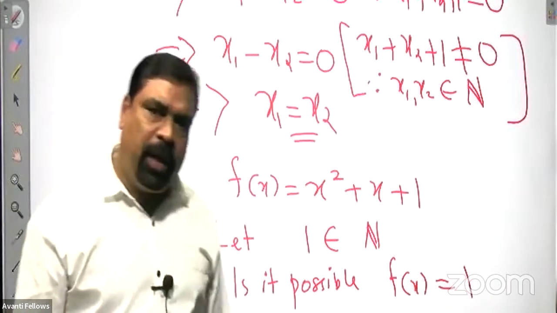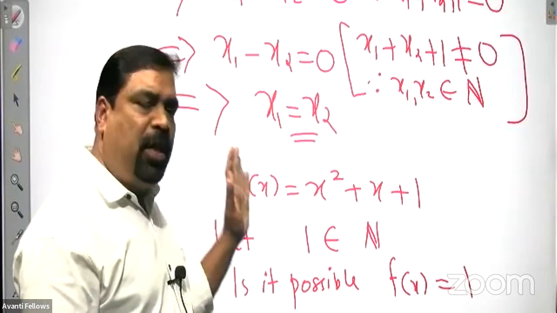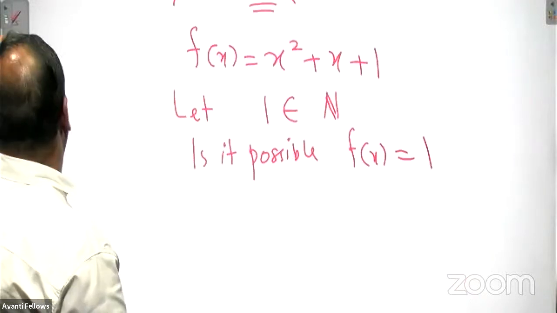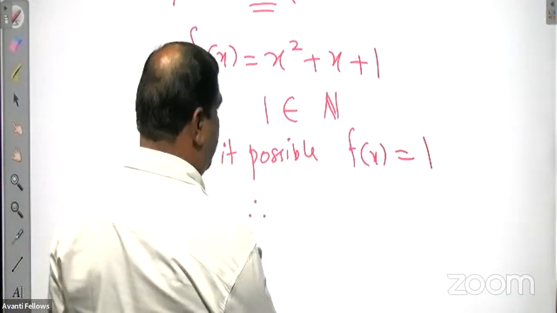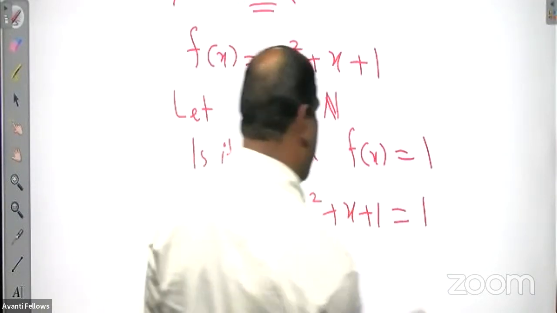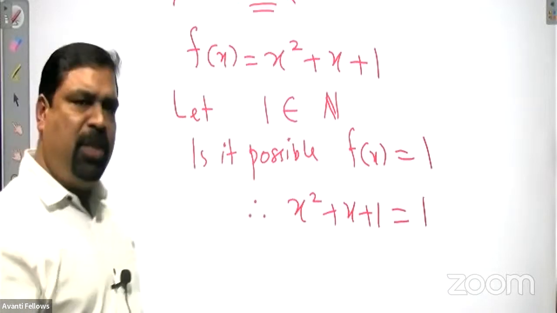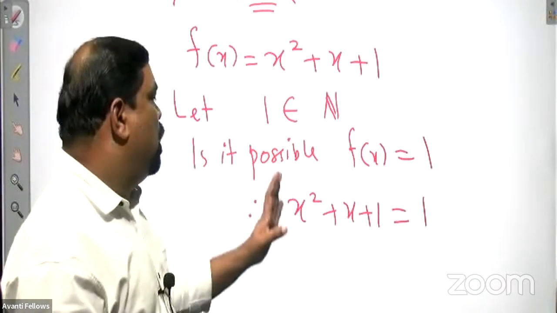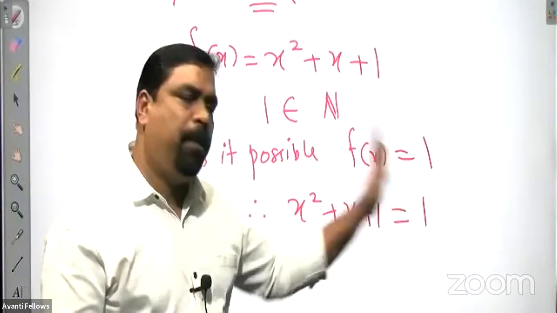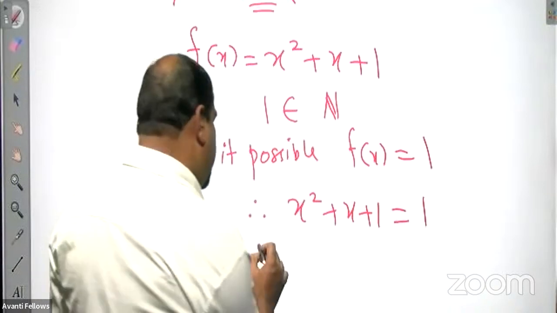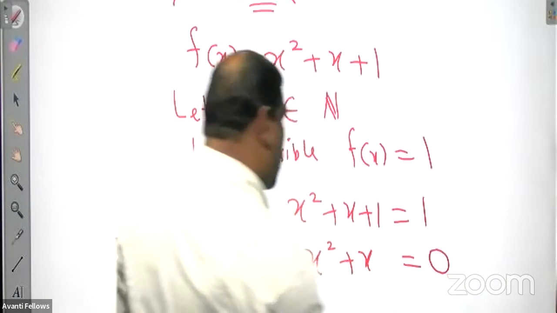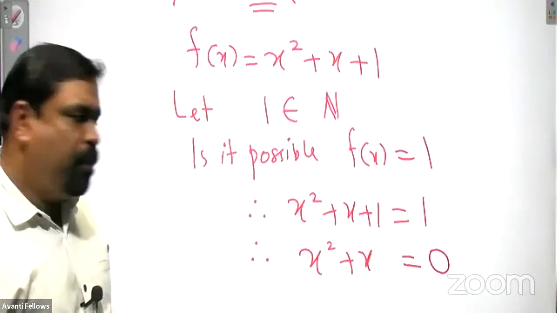That is, we have to check actually. Is there any element x such that f of x equals 1? If f of x equals 1, what will you get? Then x square plus x plus 1 must be equal to 1. If there is a pre-image for 1, then definitely f of x must be equal to 1 for some x. That means x square plus x plus 1 must be equal to 1. So that implies x square plus x equals 0.